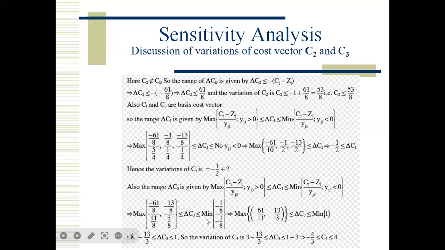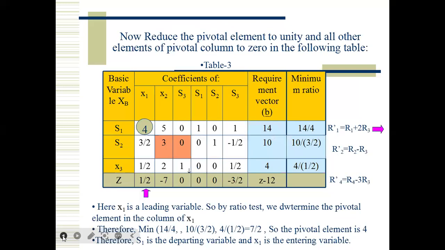So for this value we get only minus 1 by 8 divided by the coefficient of the objective function. In this way we get the variation of the third cost vector, that is minus 13 by 3 less equal to the change in the third cost vector less equal to 1. So the variation of the third cost vector will be, actually, 3 is the coefficient of our given third cost vector in the objective function. So in the objective function, what was the third cost vector?